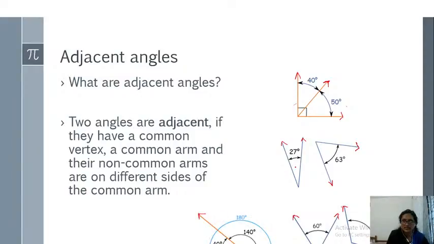Now, what about this? This will be an adjacent angle because there is a common vertex, there is a common arm, and the non-common arms are lying on both sides of the common arm. Now, here there is no common arm, there is no common vertex, and none of the conditions are satisfied. So this collection is not adjacent.